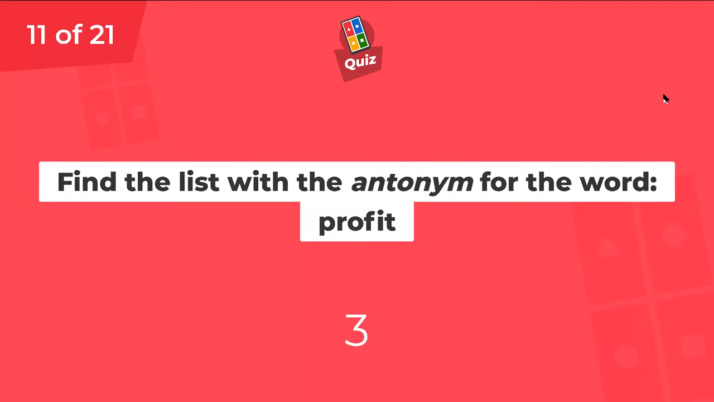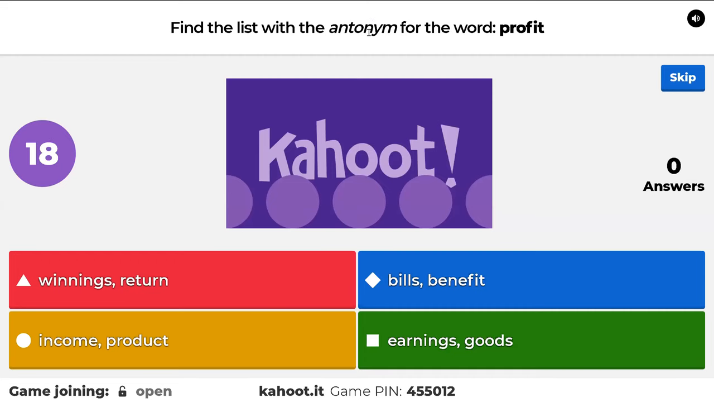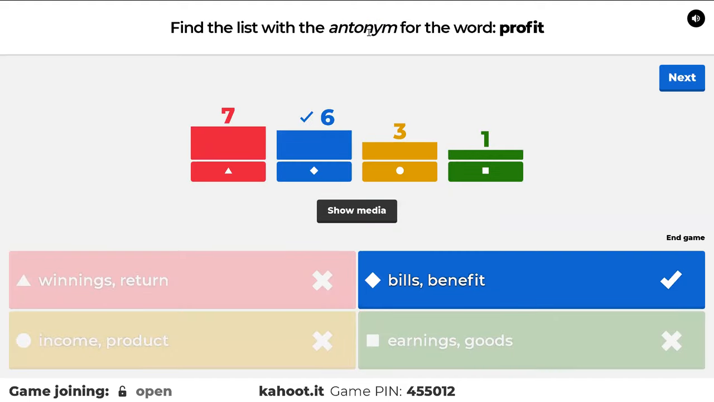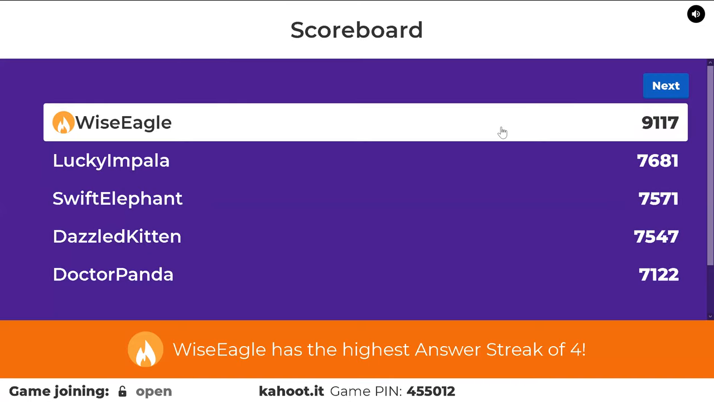Find the list with the antonym for the word profit. So antonym is the opposite meaning. So one word will have the opposite meaning. So profit is the money that you make, right? The money that you get. And bills, that's the money you have to pay, right? Like your credit card or phone bill. It's not your profit. Wise Eagle, flying away with it.